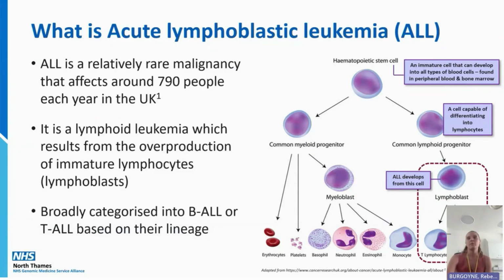And these are found in the peripheral blood and in the bone marrow. These will differentiate down into common lymphoid progenitors, and this is a cell which is capable of differentiating into lymphocytes. So this will then differentiate into what is called a lymphoblast, and this is where the ALL develops in this cell here. And then depending on the lineage of the ALL, it will either be due to the T lymphocytes or due to the B lymphocytes.